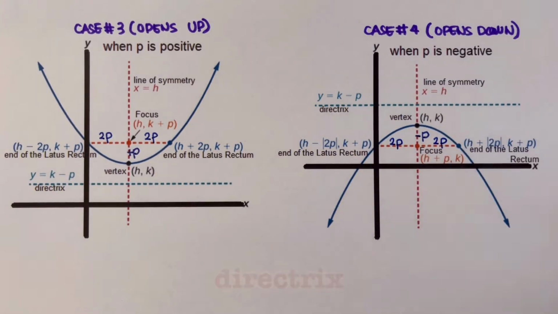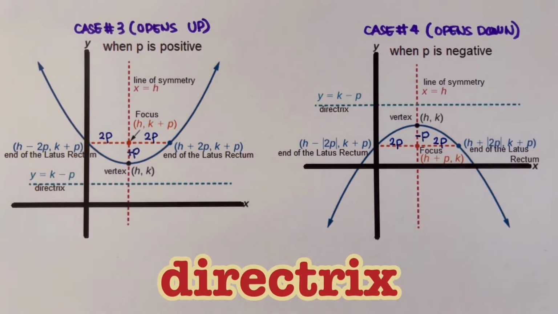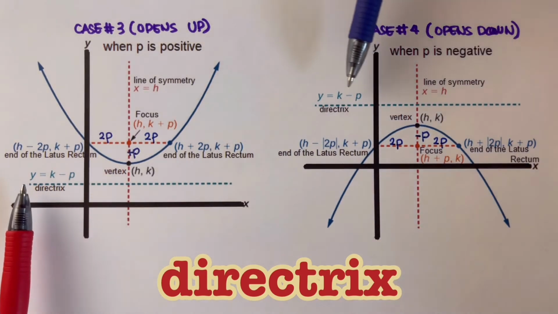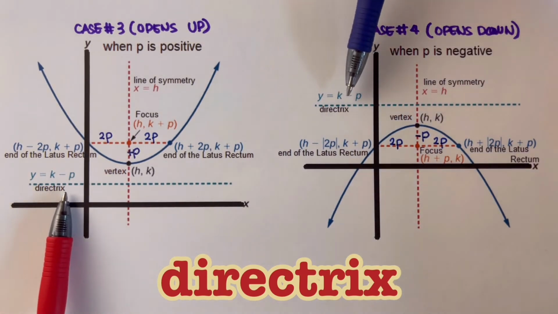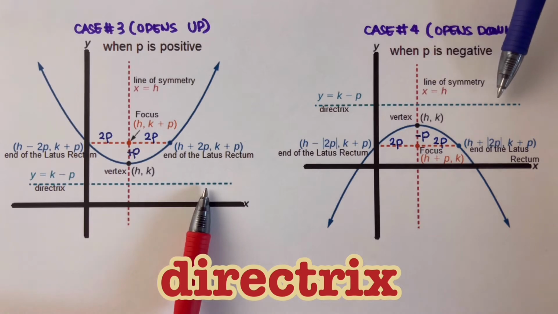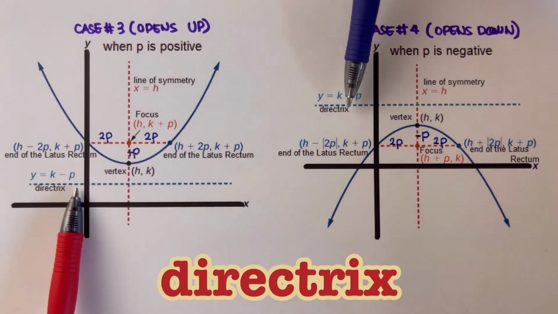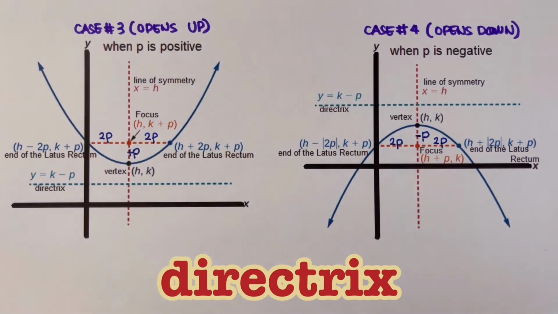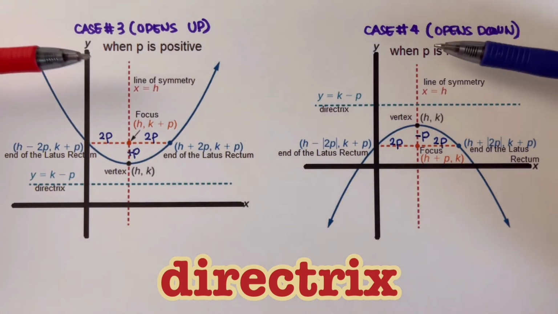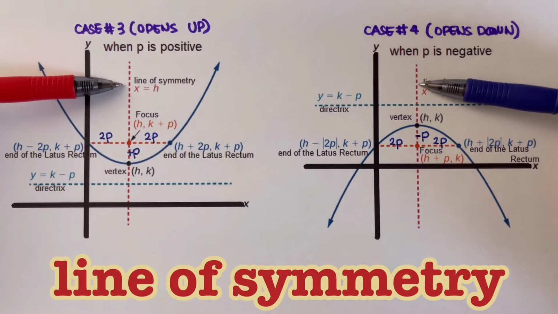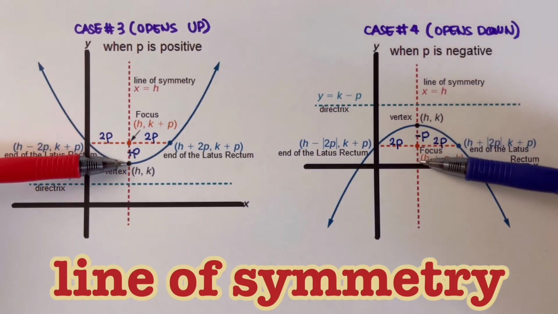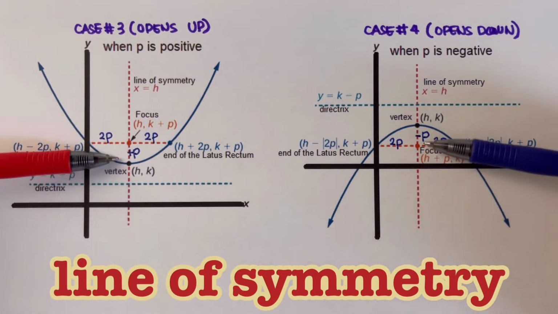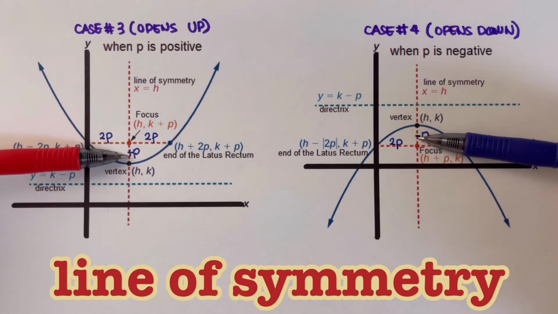Another part is the directrix. We remember that the directrix is always located opposite to the focus from the vertex. And then we also have another part here, which is the line of symmetry. So the line of symmetry is a line that passes through the focus and the vertex.